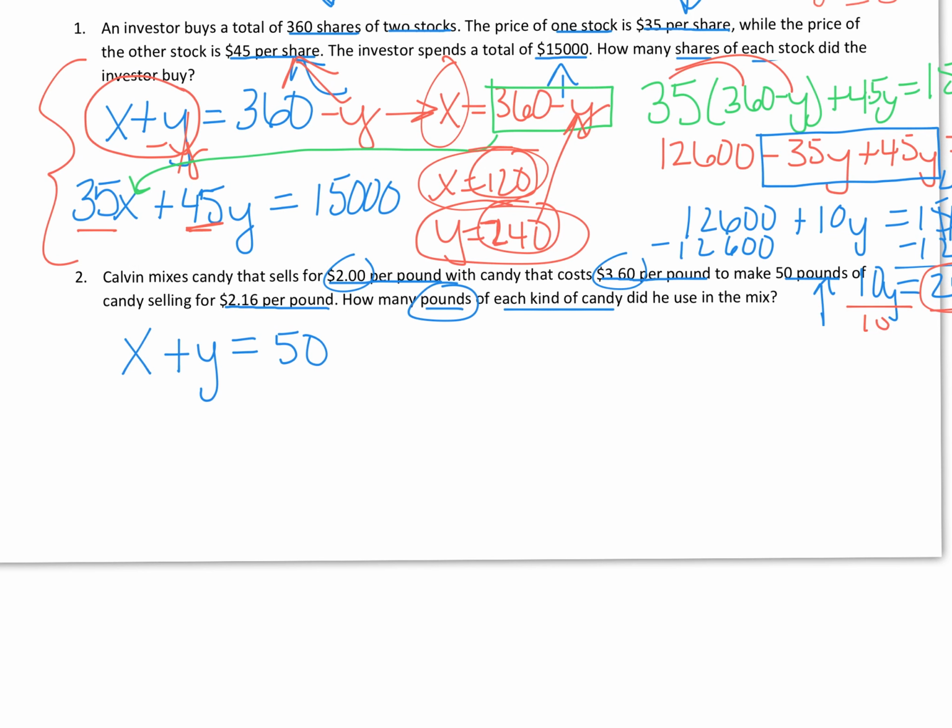Check. Then this amount of candy for X is $2, right? So $2 times X plus $3.60 times Y equals, now this is where a lot of kids get confused, this $2.16, where does that come in? Well, it's $2.16 per pound of these two types of candy, but we know how many pounds there are of this new type of candy, 50, right? So it's actually going to be 50 times 2.16 is going to be our answer.